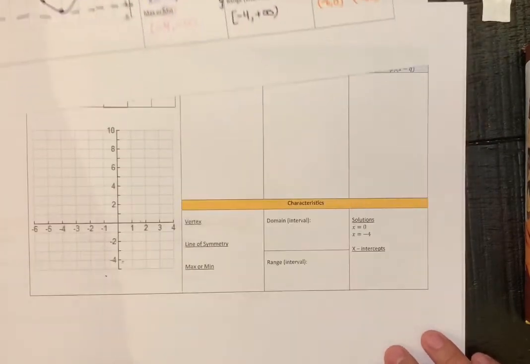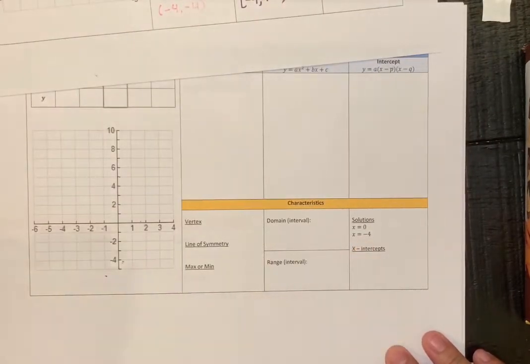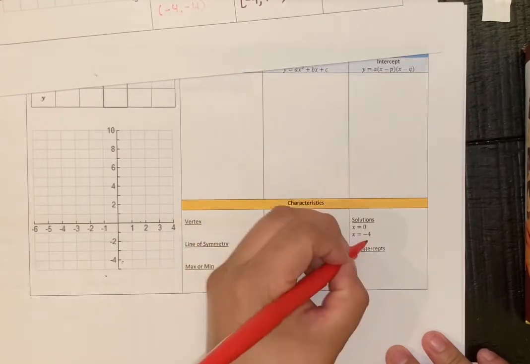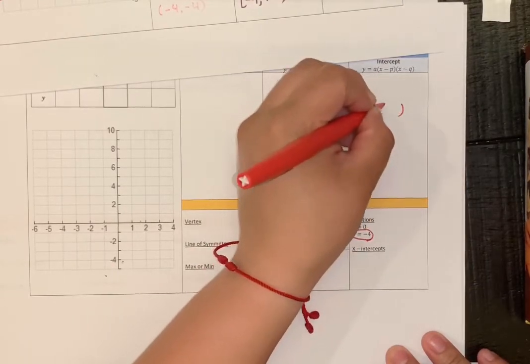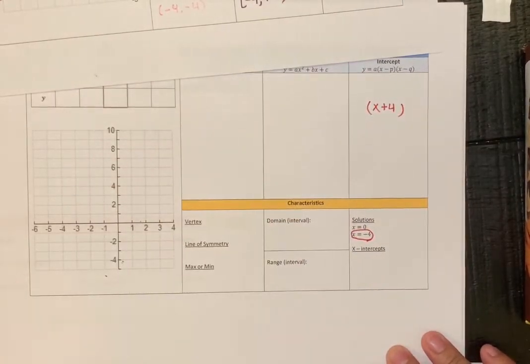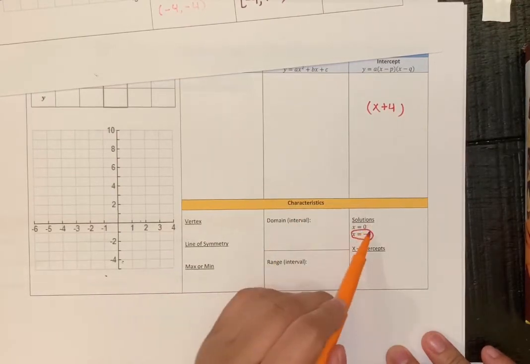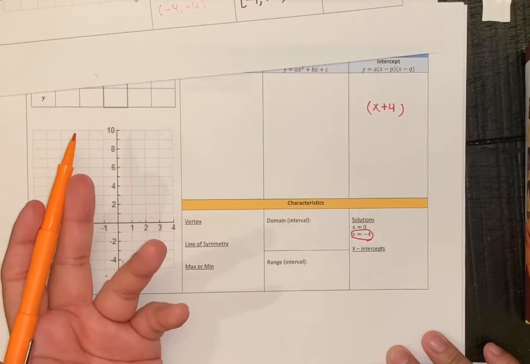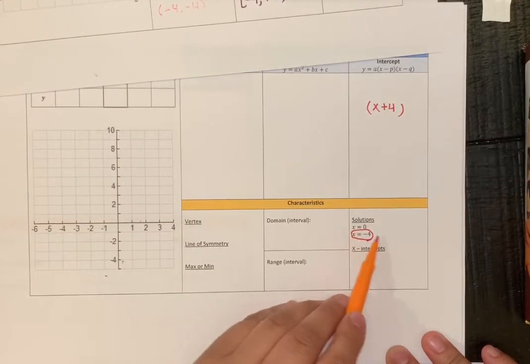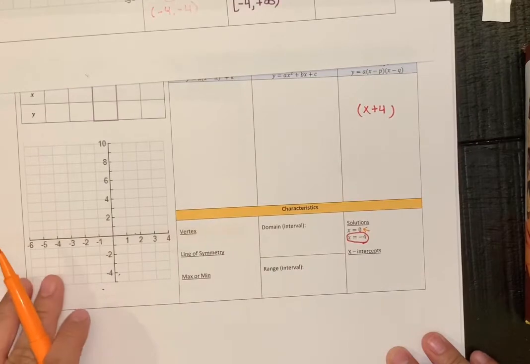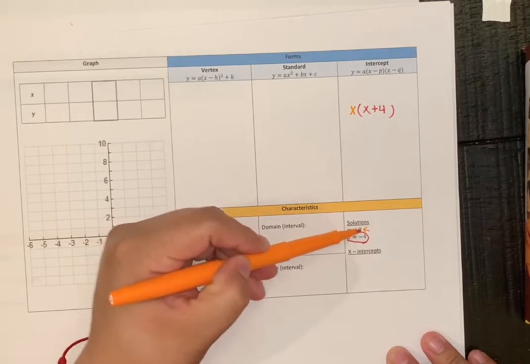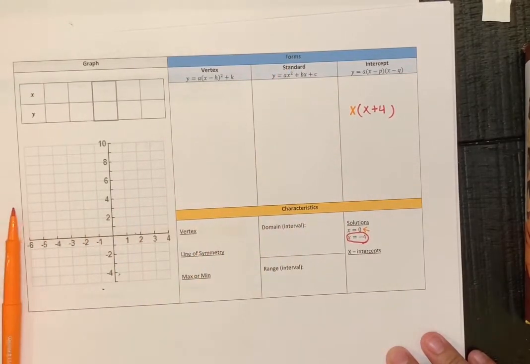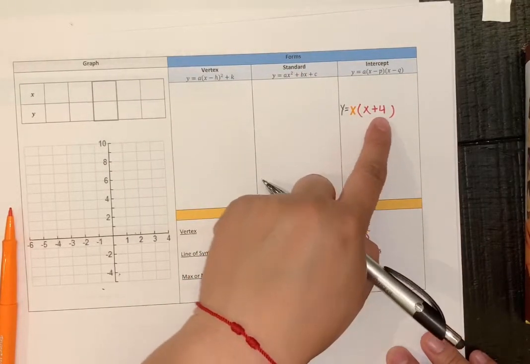So if I have my solutions to be 0, -4, well, I know that this -4 has to be the opposite. So I know that it is x plus 4. Now, it might be tricky because you guys might think, well, we can't have a -0. That is true. Since x equals 0, remember when we would take a GCF out, it'd just be x. So this x equals 0 is just simply x. And then we have y equals x times x plus 4.